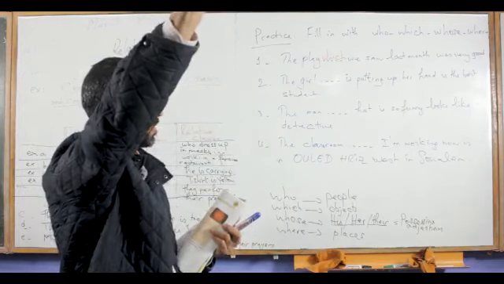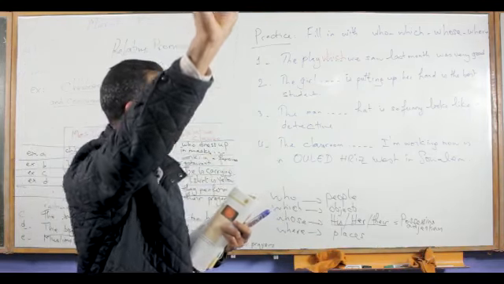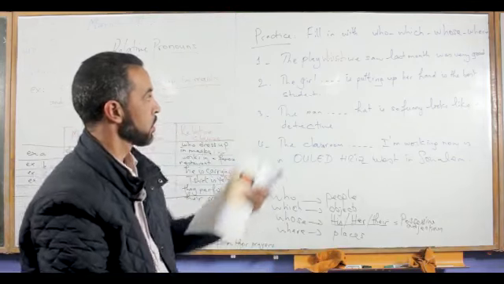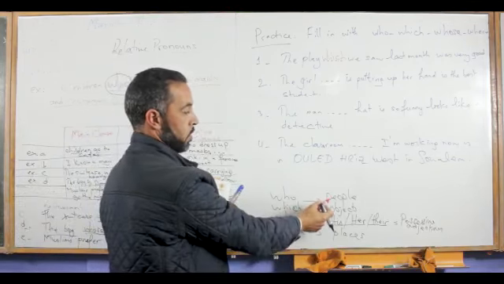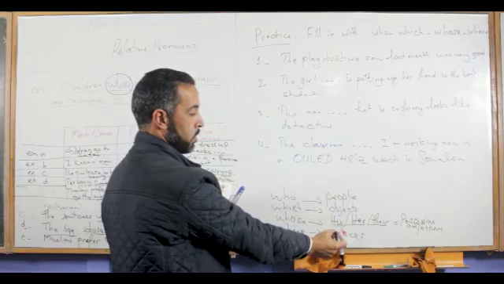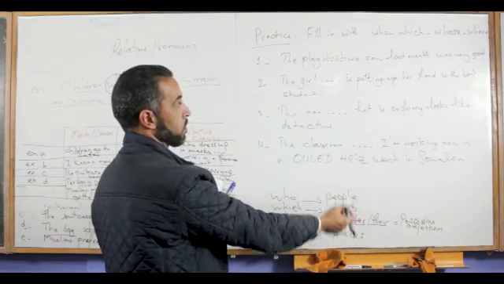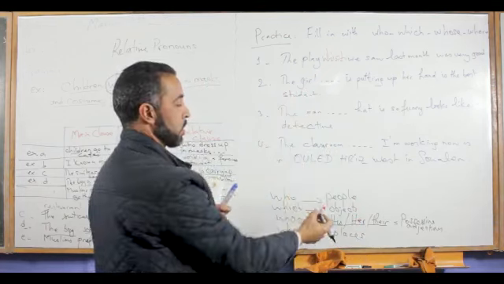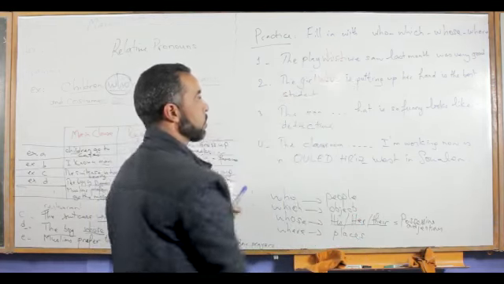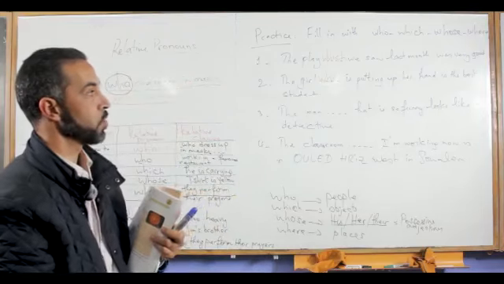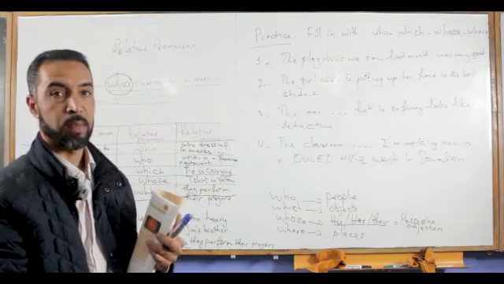Number 2, the girl is putting up her hand is the best student. The girl here, people, objects, or possessive? So the girl here is a person and it's used as a subject. Of course, we are going to use who. The girl who is putting up her hand is the best student.